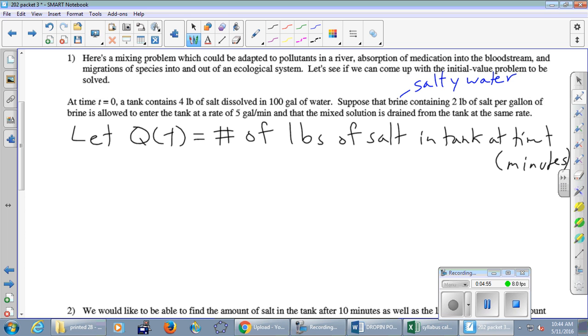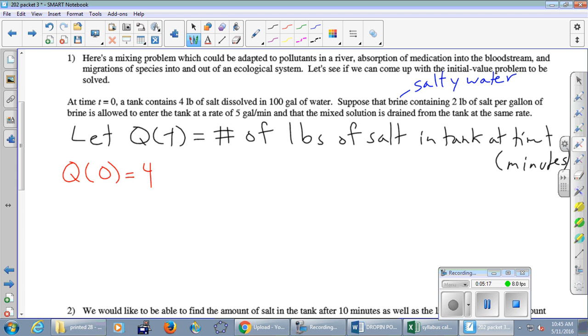And so there's one value of Q that's given to us. Q of 0 is how much? 4, because it says there are 4 pounds of salt initially in the tank, right? But then as soon as we turn the switch on, we've got salt water coming in and the tank getting all mixed up and then salt water leaving, and it's complicated.